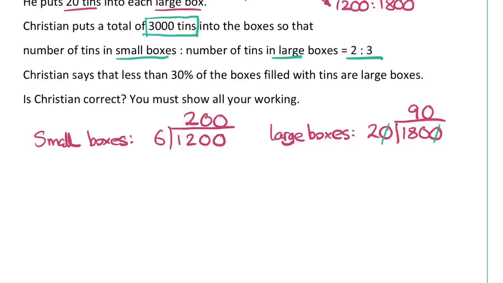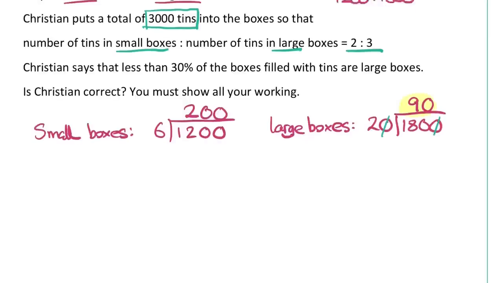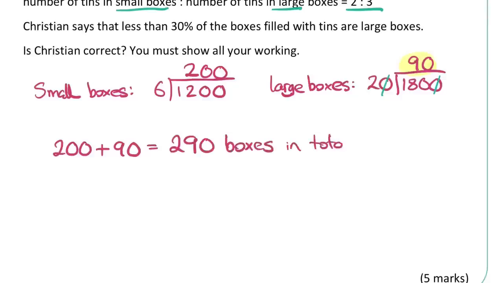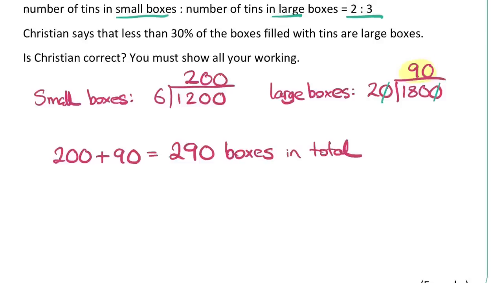Well, we know that there are 90 large boxes. So we just need to know, is that less than 30% of the boxes? Well, how many boxes are there in total? There are 200 small plus the 90 large. That's 290 boxes in total. There we go. So Christian says less than 30% of the boxes are large boxes.